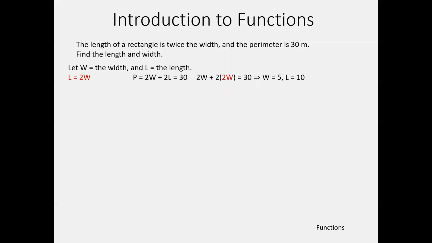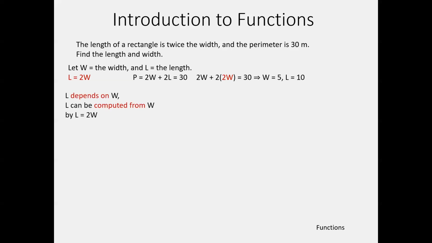We'll take L to be 2W and put it into the perimeter formula: 2L plus 2 times W, that is 2 times 2W plus 2 more W's, is 30. We get 6 W's equal to 30, so W is 5. L is twice that, which is 10. Okay, very good.